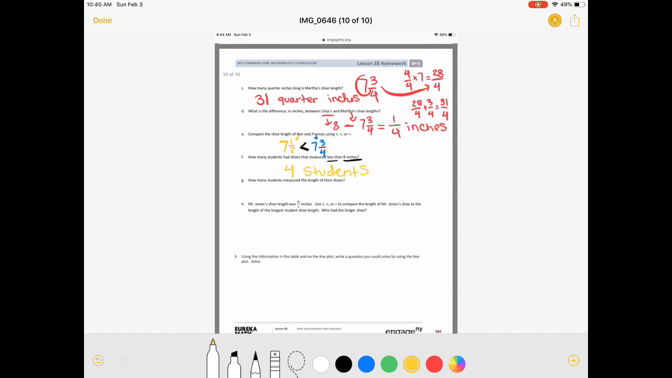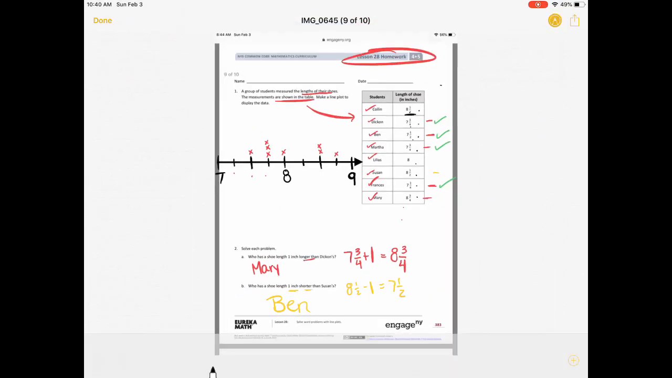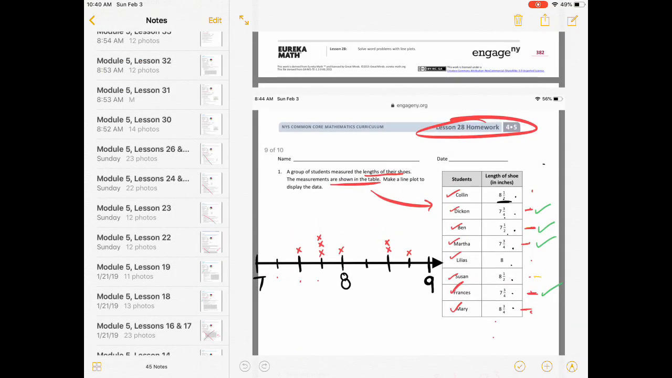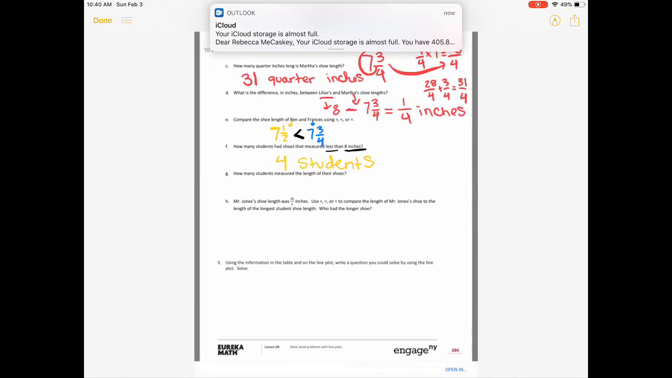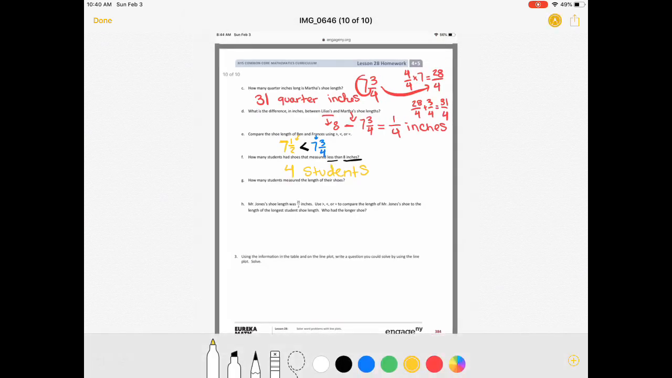And the next one says how many students measured the length of their shoes. Well, how many students participated total? So let me go back and count again. So it looks like there's 1, 2, 3, 4, 5, 6, 7, 8 who measured their shoes total. So I'm going to put 8 students.